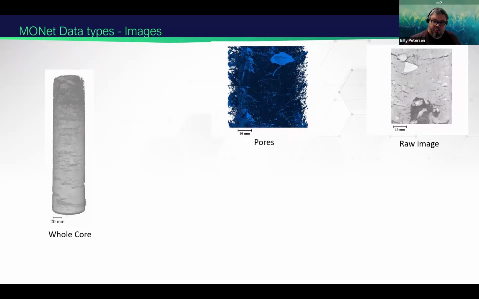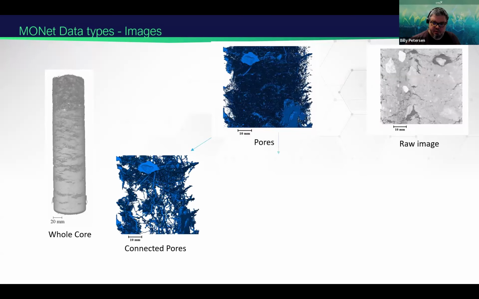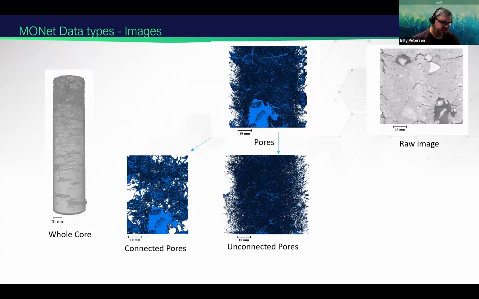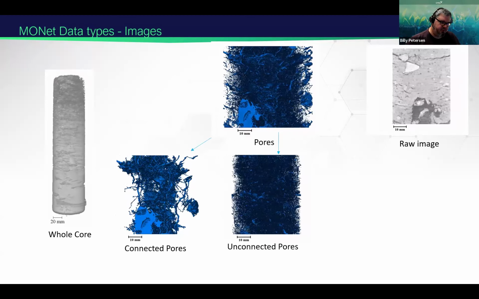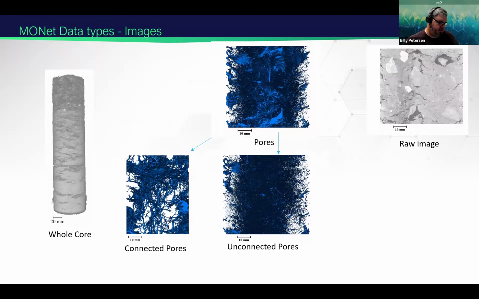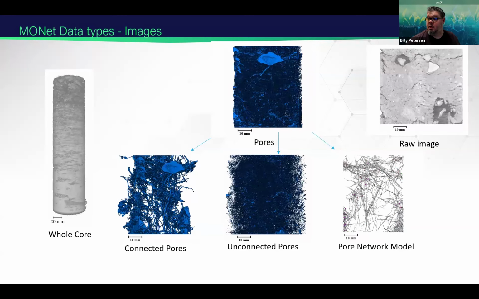From there, we extract our pores. From there, we get our connected pores. We also get unconnected pores, which is pretty simple. It's just a function where you say pores minus connected pores equals unconnected pores. And then finally, the one that gives you a lot of data, the pore network model.